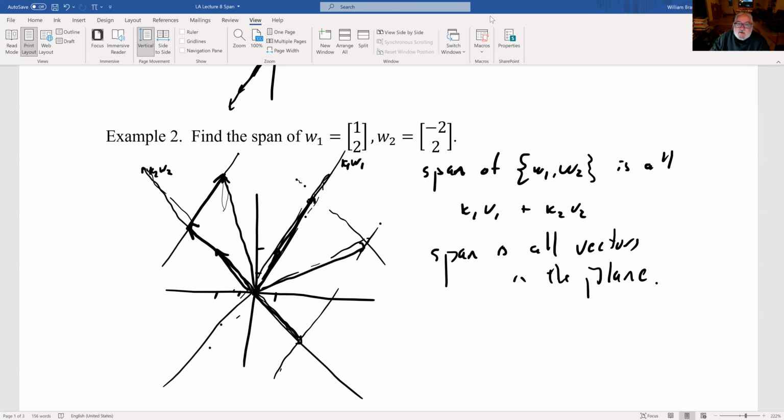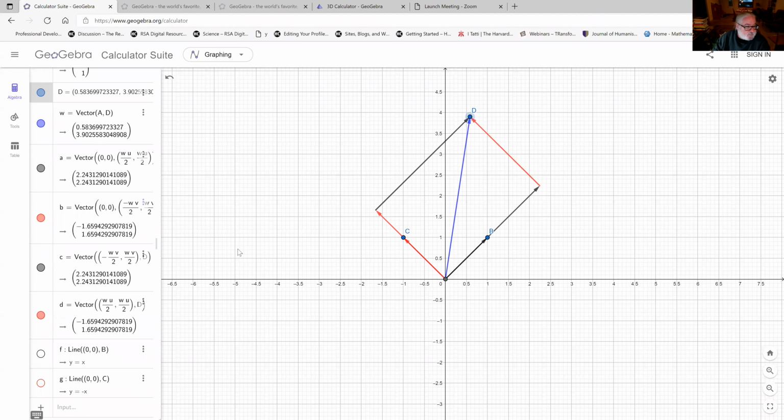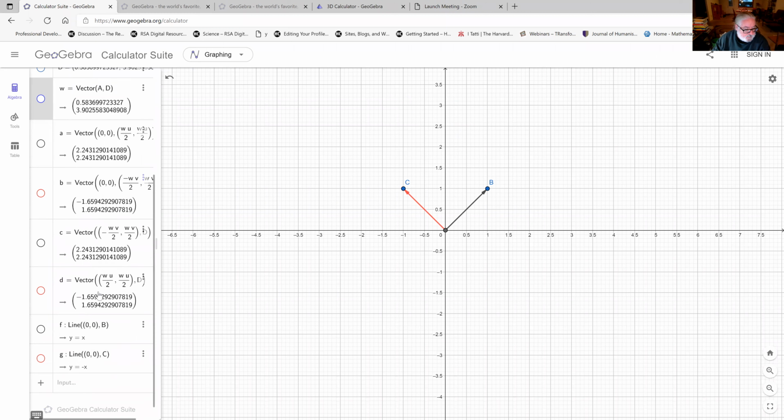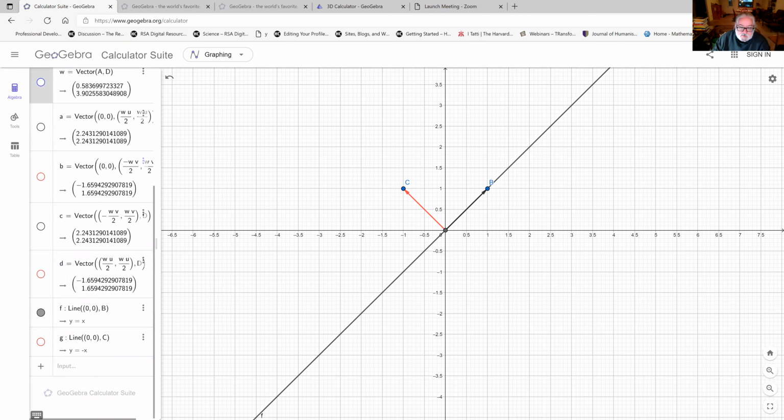And so we can go back to the GeoGebra diagram that we had earlier, which is like this. Let me just turn some of these things off. I'll turn that one off too. So there's C and B, two vectors in the plane. There's a line through B and a line through C. And then the span is, if I can take any vector along the red line, any vector along the blue line, and add them up, what can I get?